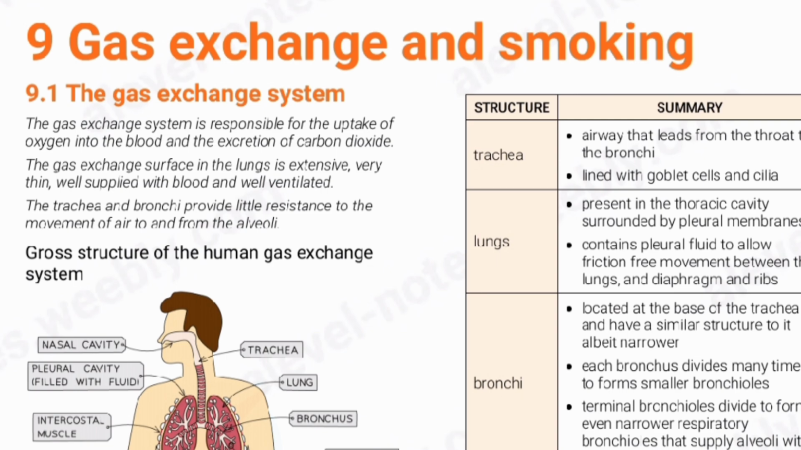So we start with the trachea. The function of the trachea, number one, is that it is the airway that leads from the throat to the bronchi. It is lined with goblet cells and cilia. I think we mentioned the function of the goblet cells yesterday. Then we also have the lungs, which are present in the thoracic cavity surrounded by pleural membranes, and they contain pleural fluid to allow friction-free movement between the lungs and the diaphragm and ribs.